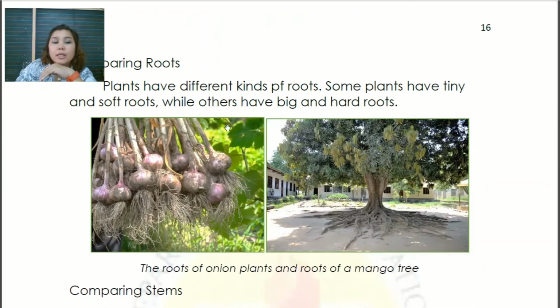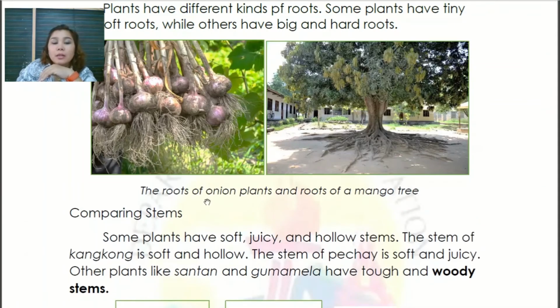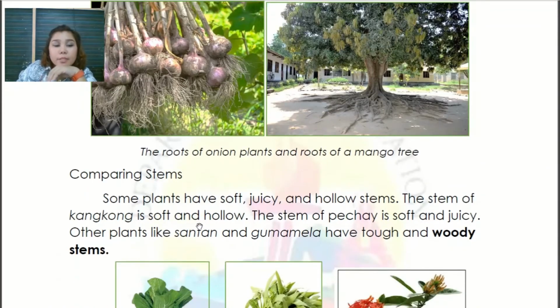Comparing roots. Plants have different kinds of roots. Some plants have tiny and soft roots, just like this one at your left, while others have big and hard roots, just like this mango tree. So, ito naman, ito ang onion plants, and this one is the mango tree. How about the stems? Comparing stems, some plants have soft, juicy, and hollow stems.